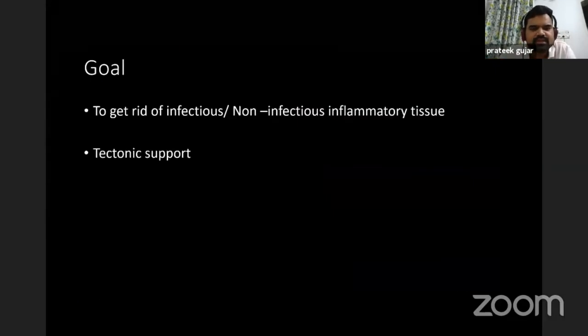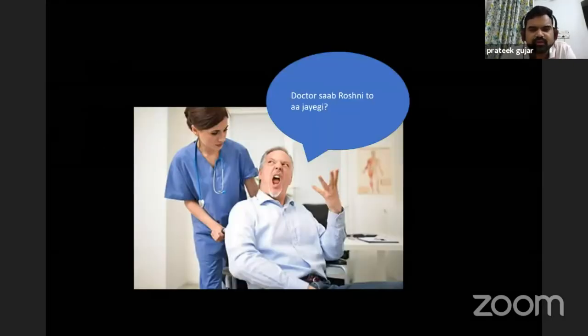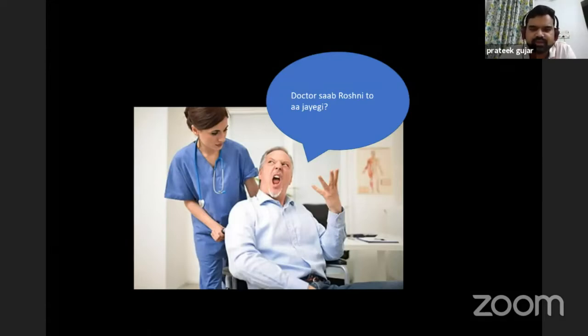The goal in these cases is to get rid of the infection or non-infectious inflammatory tissue, and to restore the structural integrity of the eye to provide tectonic support. But the leading question from the patients is always about the vision, and they always ask whether they will get a useful vision after this procedure or not.